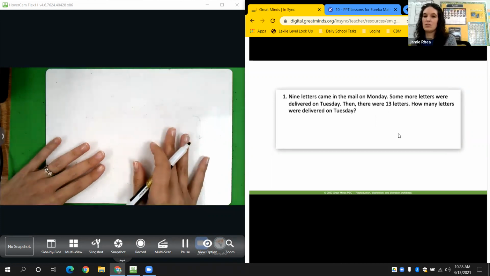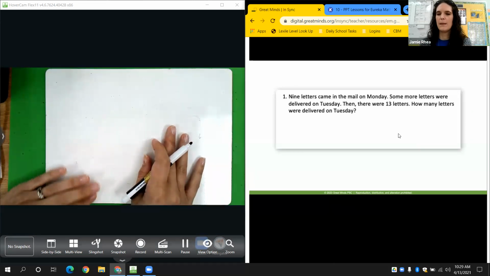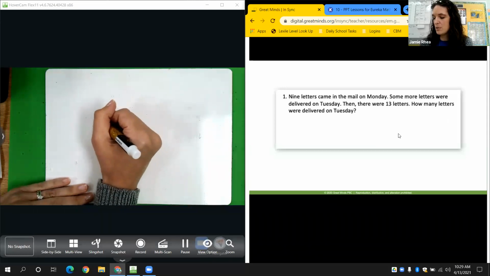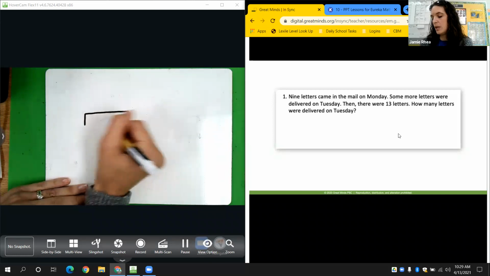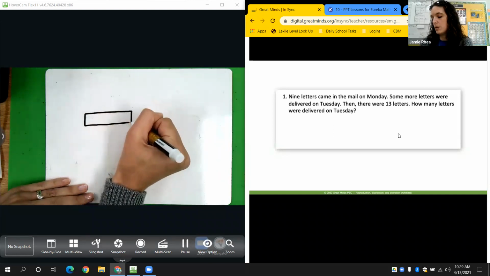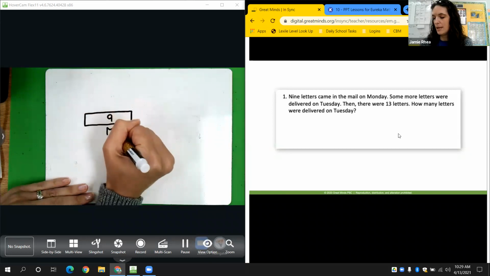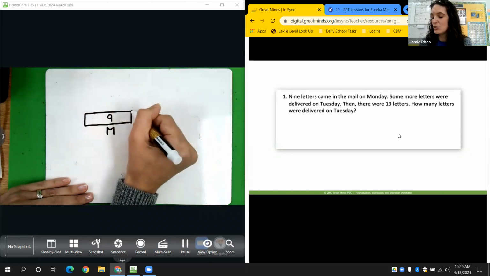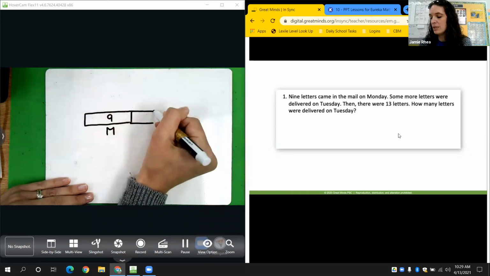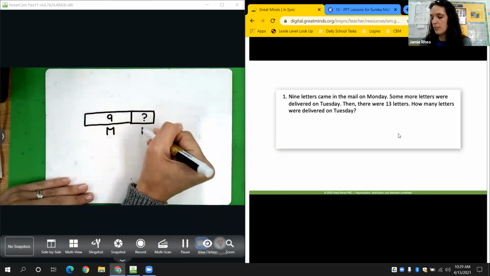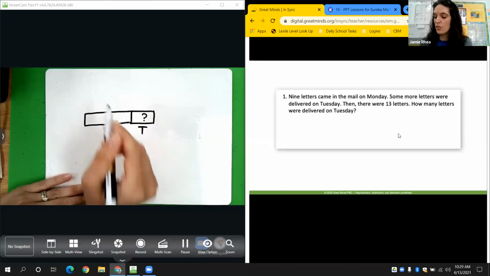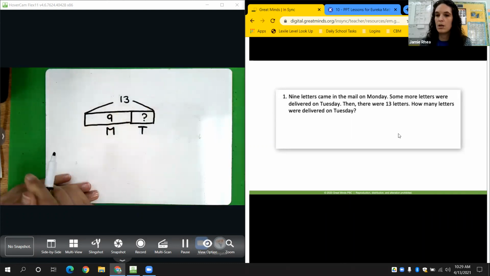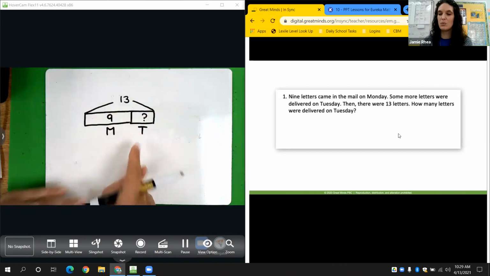But I'm going to show you guys how to do it with the tape diagram, see what my brain is thinking. Okay. So I know that 9 letters came in the mail on Monday. So I'm going to draw a tape, put 9 in it and put Monday. Then I'm going to say some more letters were delivered on Tuesday. I don't know how many more are being delivered. I just know that there are some, and I'm going to label that one Tuesday. Then there were 13 letters. That's my total. How many letters were delivered on Tuesday? So that's what we have to solve.